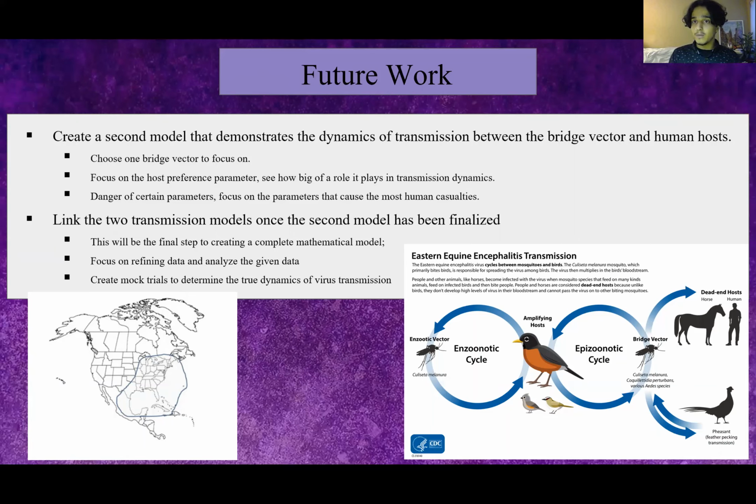With the model that we made, we didn't really focus on host preference. But with the next model we choose to make, we want to focus on how dangerous this virus truly is to humans depending on the host preference, whether it's 50-50 or 10-90. We want to know which preference is more dangerous. We also want to focus on how many human casualties each parameter gives. Now, we also want to link the two transmission models together to find out the true dynamic of triple E, and we want to run mock trials and really analyze our data to make sure that the dynamic of our model is as correct as it can be.